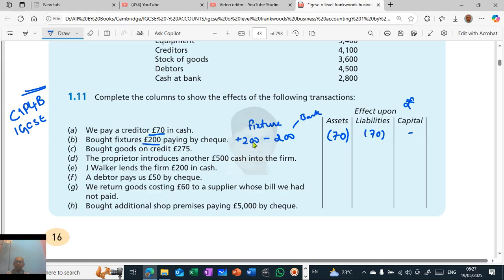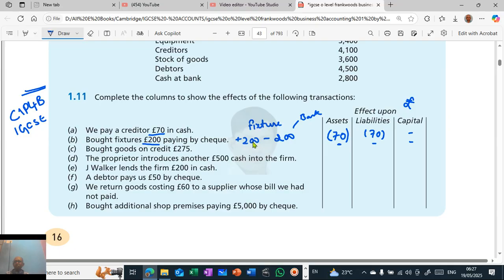So what is the net effect? Net effect is nil. There is no effect on assets because one asset is increasing, the other asset is decreasing. No effect on liabilities as well. No effect on capital.